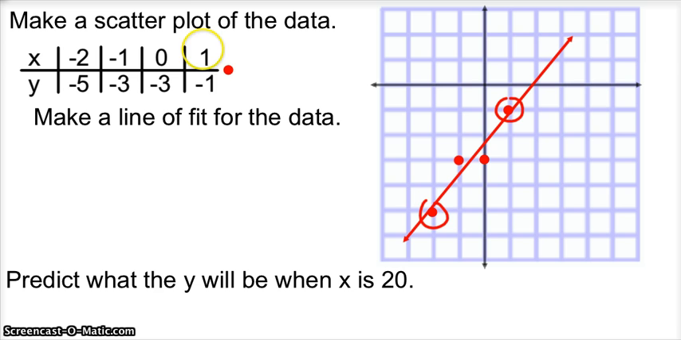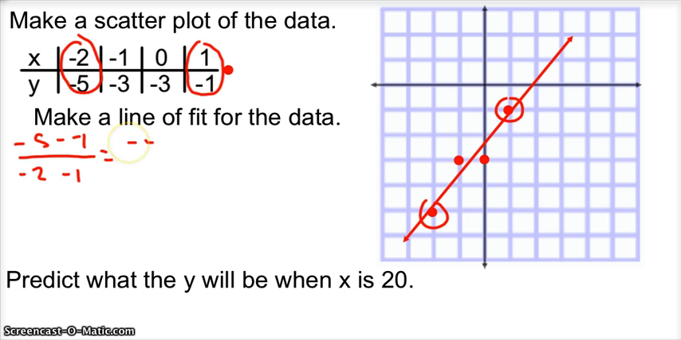And so I'm going to use, again, this point and this point, and it's just like how you did in the previous sections. You're first going to find your slope by going y's over x's, so it's going to be negative 5 minus a negative 1, all over a negative 2 minus 1. That equals a negative 4 over negative 3, equaling 4/3. So here we have a slope of 4/3.